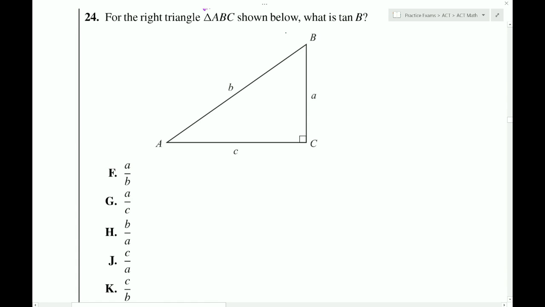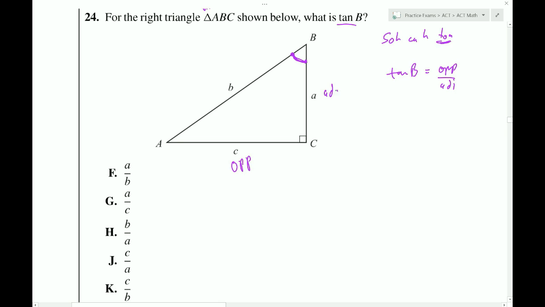For the right triangle shown below, what is the tangent of B? So the first thing we learned about trigonometry is SOHCAHTOA, right? And in particular, tangent of an angle, in this case B, is opposite over adjacent. Okay? So the opposite is the one that this arc does not touch. So notice how it touches two sides. It does not touch this third side. So this is the opposite.